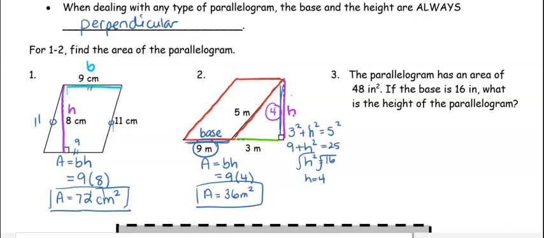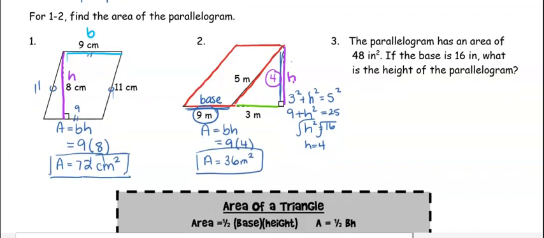All right, the last one in this section, our word problem. The parallelogram has an area of 48 inches squared. If the base is 16 inches, what is the height of the parallelogram? So we've got our word problem. We think about what we know. We're talking about area of a parallelogram.